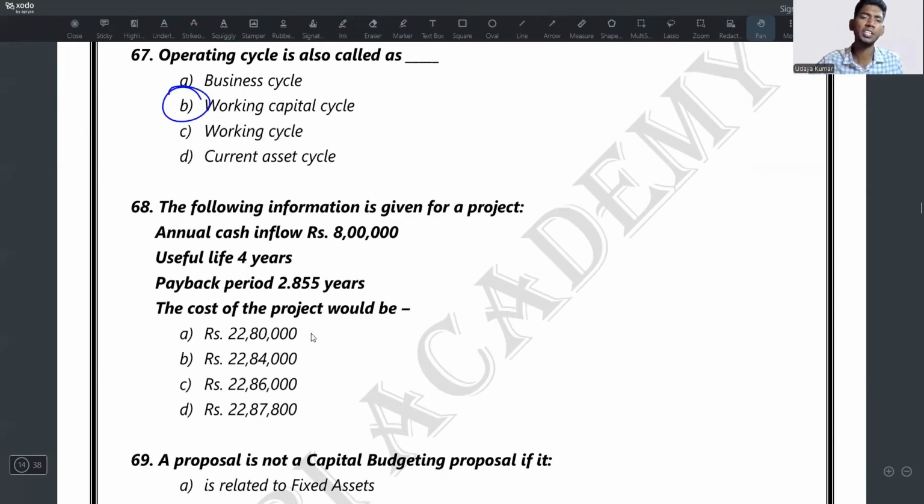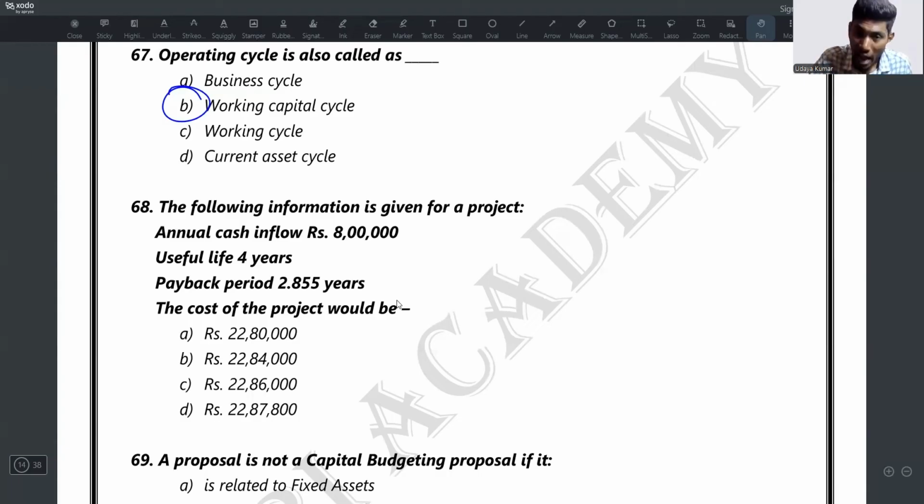So moving to question number 68, the following information is given for a project. Annual cash inflow is 8 lakh, useful life 4 years, payback period 2.855 years. The cost of the project would be? Whenever you go through a concept, just make a summary chart so that you can easily analyze it or easily revise before your exams. So you can easily find out the cost of the project.